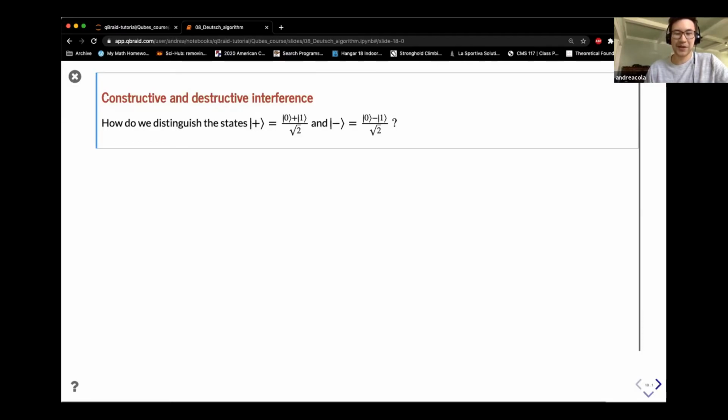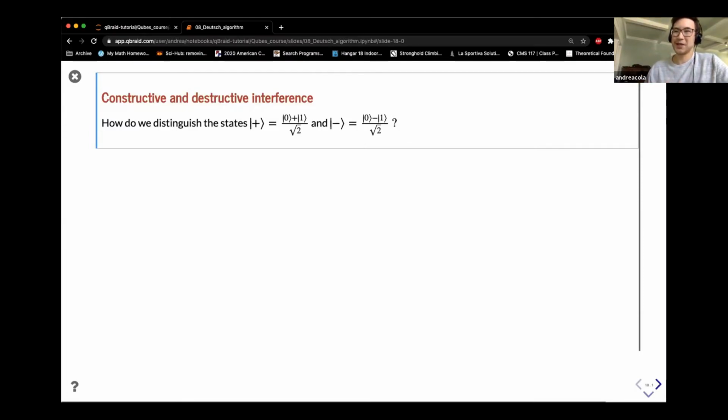Right, so I have a couple answers saying Hadamard gate. That's correct. So in particular, if I apply the Hadamard gate to the plus state, I will end up exactly with ket 0. If I apply the Hadamard gate to the minus state, I end up exactly with ket 1. So the Hadamard gate is the inverse of itself.